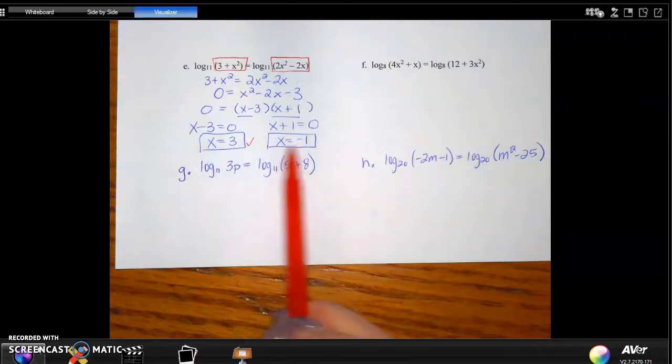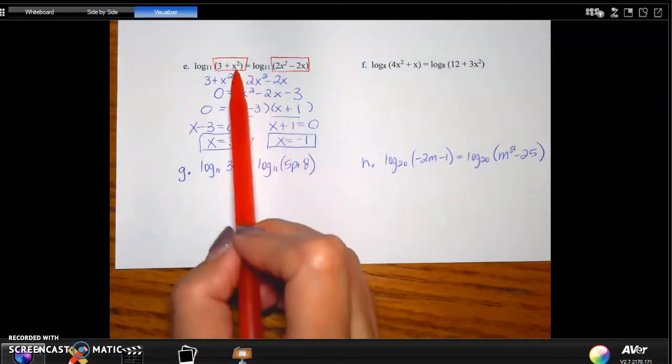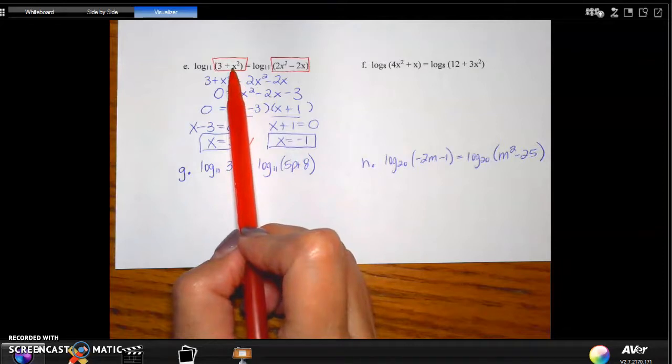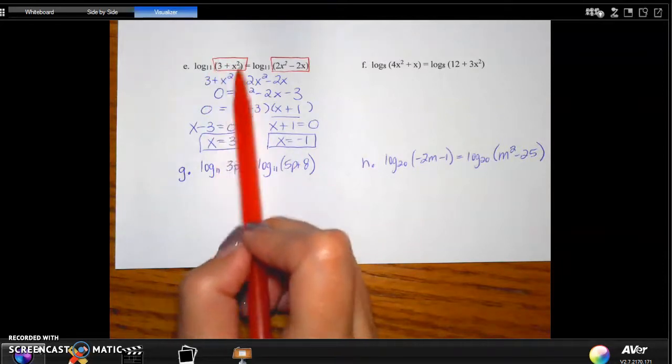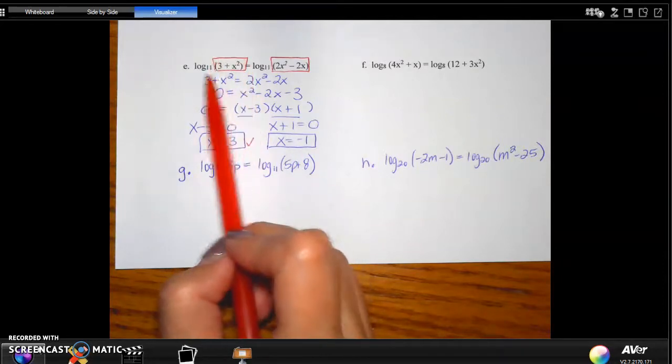For this one, with x being negative 1, you put your negative 1 in there. Negative 1 squared is 1. 3 plus 1 is 4. 4 is greater than 0, so we're fine there.